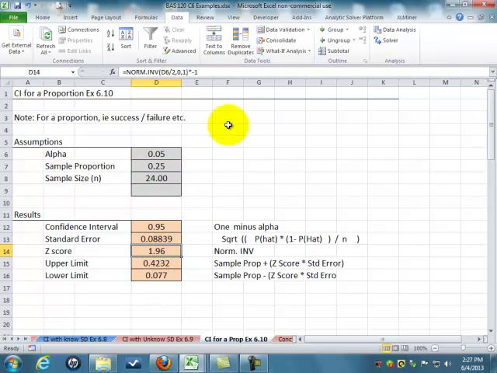We calculate a z-score by going to NORM.S.INV, and we trick it a little bit. We say what is our probability, and we say we have a distribution with a mean of 0 and a standard deviation of 1. Then it's the same routine. We take our mean plus that z-score times our standard error, and the lower limit would be our mean minus the z-score times the standard error.